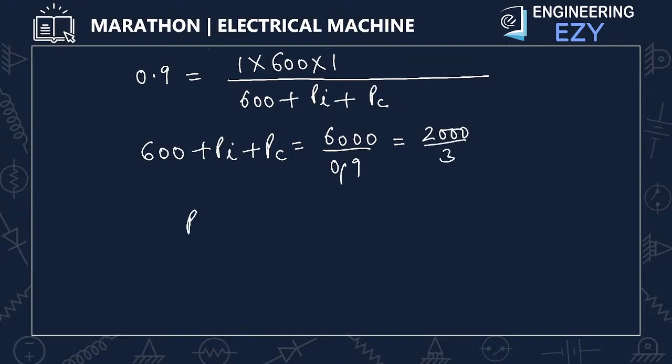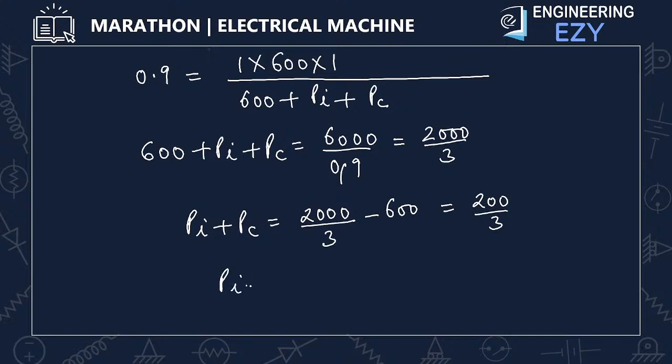So what is the Pi plus Pc value? Pi plus Pc is equal to 2000 by 3 minus 600. 600 times 3 is 1800, and 2000 minus 1800 is 200 by 3. So the first equation is Pi plus Pc is equal to 200 by 3.